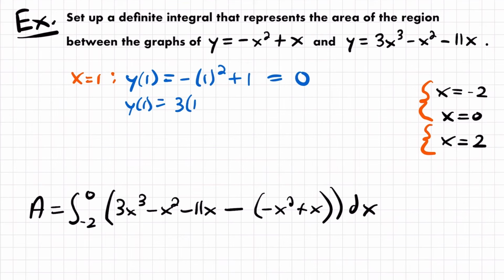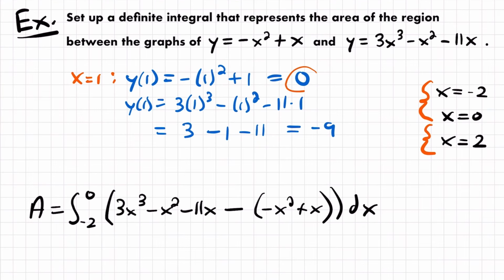And then for our second equation here, we will have that y of 1 is equal to 3 times 1 cubed minus 1 squared minus 11 times 1. That will be equal to 3 minus 1 minus 11. So 3 minus 1 is 2, minus 11 will be equal to negative 9. Our two values of y that we want to compare here are 0 and negative 9. And 0 is greater than negative 9, so we can conclude that this function right here, which is what we plugged 1 into to get 0, is our top function for that region between 0 and 2.